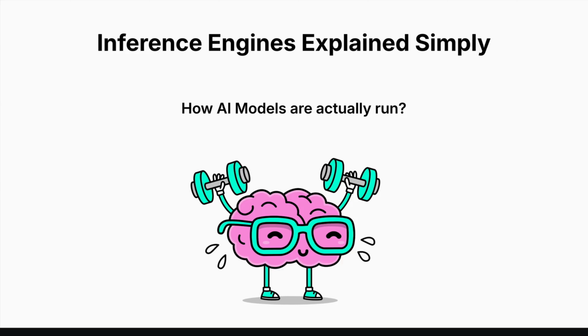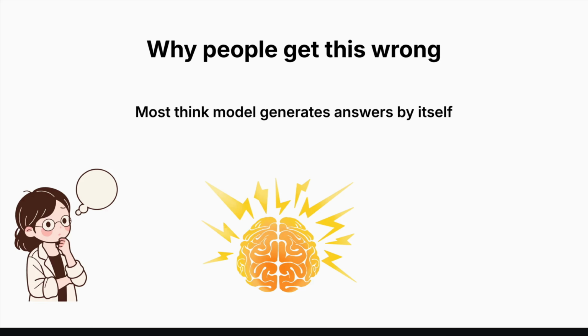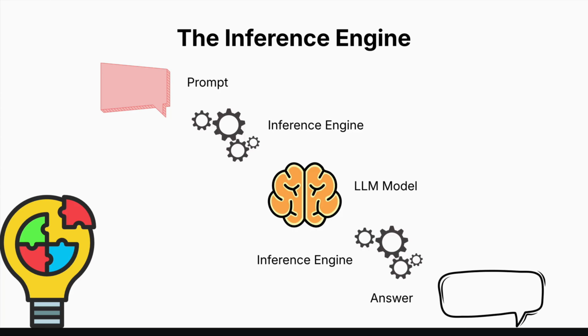Now let's go through what the confusion is all about. Why do people get this wrong? Most people think that AI models themselves generate answers. They imagine something like this: you ask a question and the model magically responds. But that's actually not how it works. What is the missing piece? The inference engine is the missing piece between your prompt and your final answer. Without an inference engine, the AI model is just a file sitting on a disk. It can't respond, think, or generate anything.